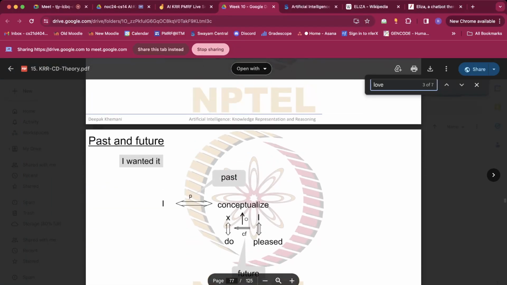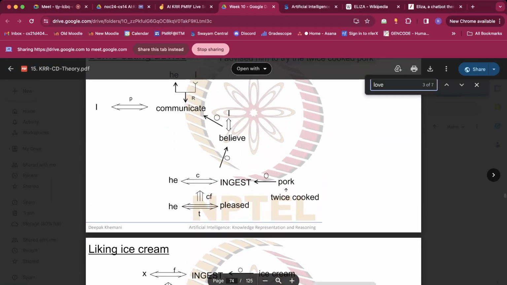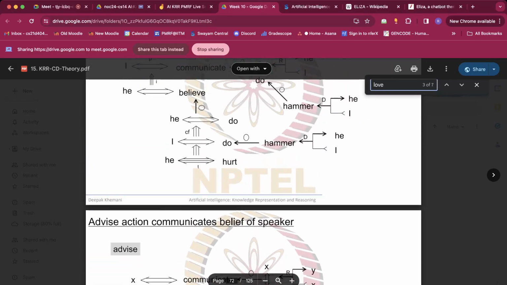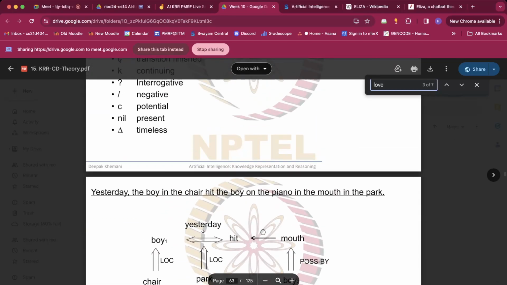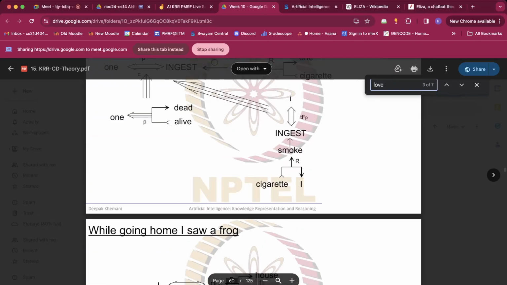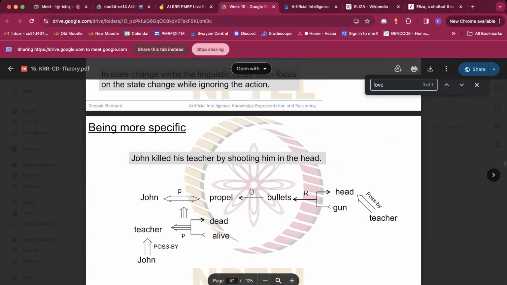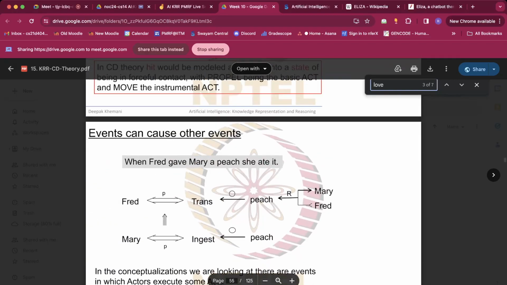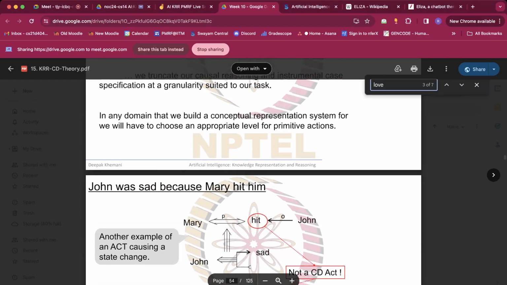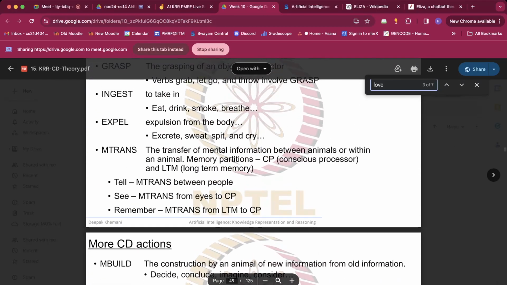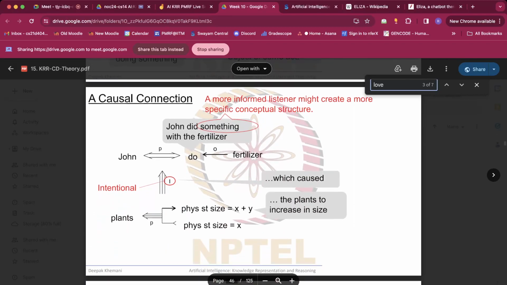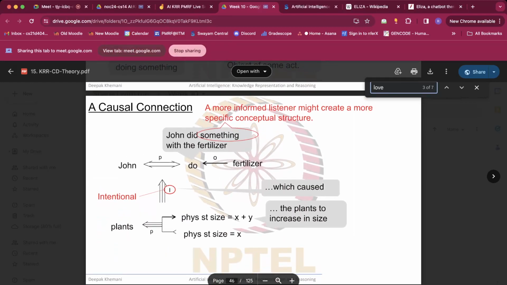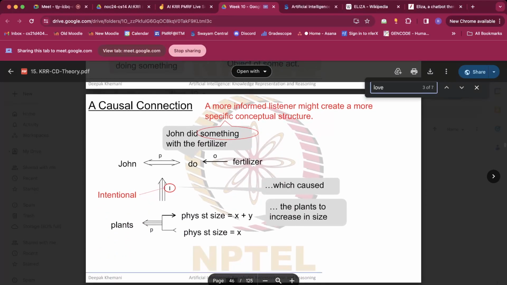I think for further examples you can also refer to some of the examples given in the lecture slides. I'm trying to find some more examples. Just give me a moment. Yeah, so here you go. For understanding whether it will be causal or not, you can refer to this particular slide.